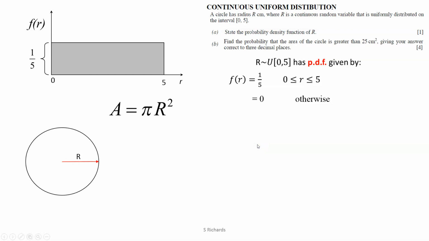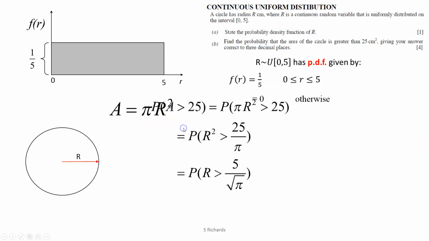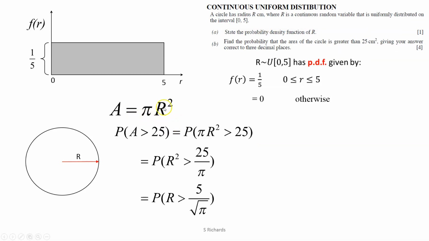In part B, we're asked to find the probability that the area of a circle is greater than 25, where r is the radius. A is equal to pi r squared, and r is our random variable, which is uniformly distributed. The probability that A is greater than 25 is the probability that pi r squared is greater than 25. Divided by pi, is the probability r squared is greater than 25 over pi. This is equivalent to the probability that r is greater than the square root of 25 over pi, which is 5 over root pi.